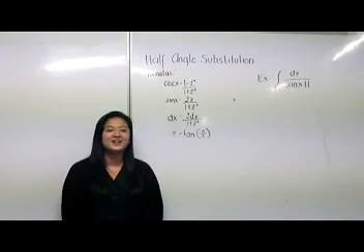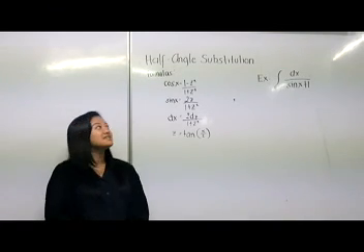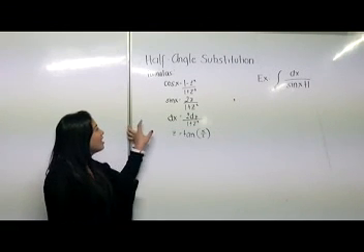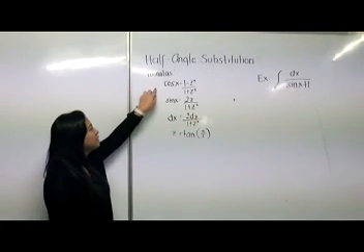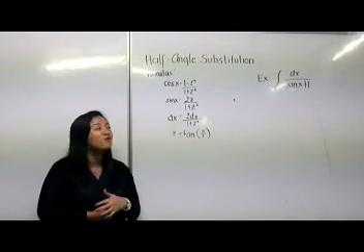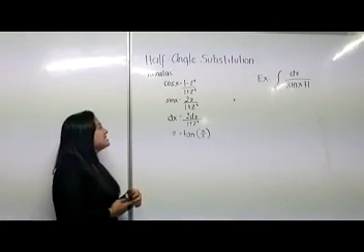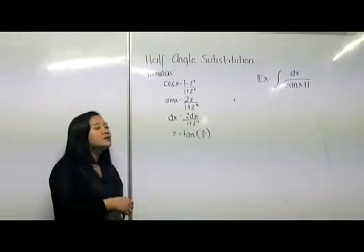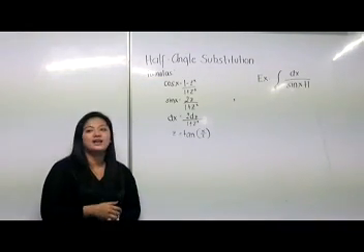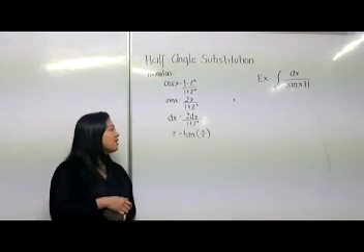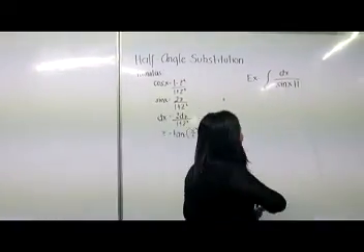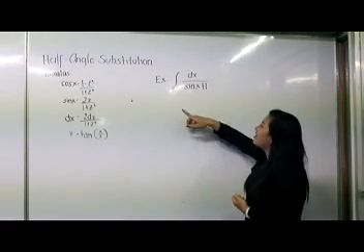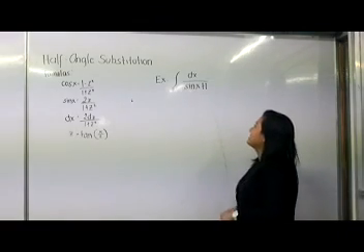Another method of integration under miscellaneous substitution is the half-angle substitution. Formulas included are cosine x, which is equal to 1 minus z squared over 1 plus z squared. Sine x is equal to 2z over 1 plus z squared. dx is equal to 2dz over 1 plus z squared. And z is equal to tangent of x over 2. Here we have our first example, which is the integral of dx over sine x plus 1.